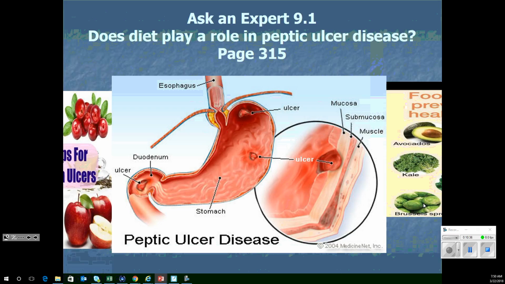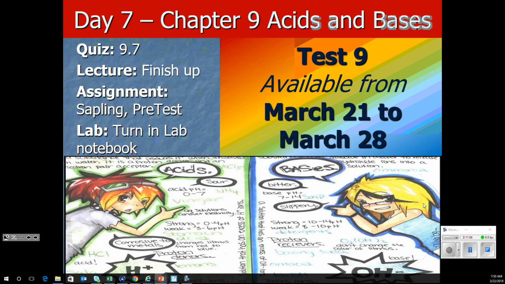Okay, and does diet play a role in peptic ulcer disease? That was on page 315, and it's all about sores and ulcers in the stomach. Once that lining is broken, your stomach acid starts eating through the mucosa layer, and you get sores. It's hard to heal because you need to protect it from the stomach acid. And then it talks about the food that you can eat.